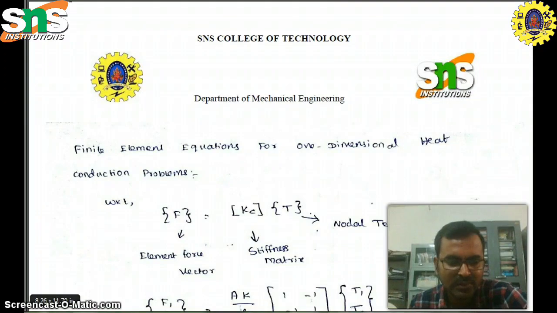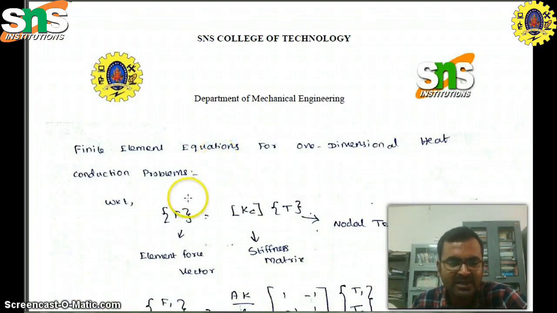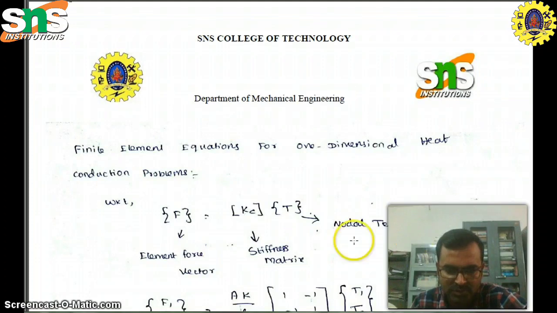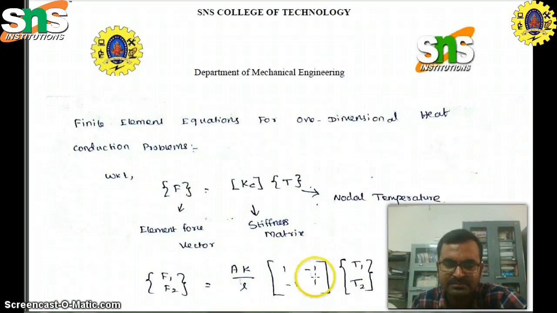We already know the general finite element equation, which is F is equal to K into U. Here we are solving a temperature problem, so F is equal to K into T, which means instead of displacement values, we are calculating the nodal temperatures at each node. F is the element force vector, K is the stiffness matrix, and T is the nodal temperature.